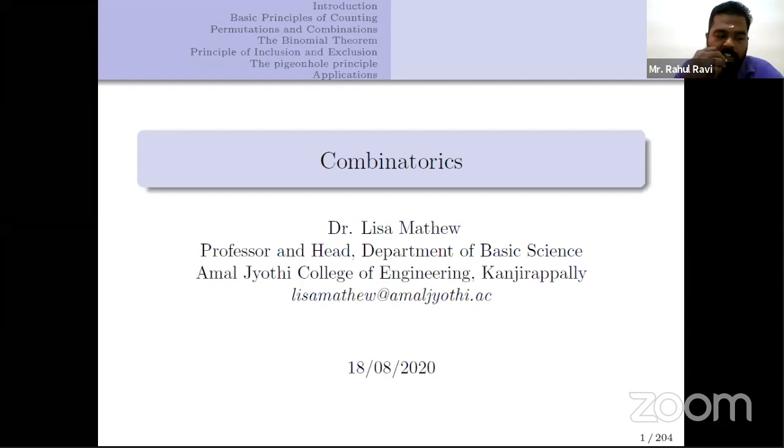Good morning all. The second day of our FDP is going to start. For handling today's session, I invite Dr. Lisa Mathew, the HOD of Amal Jyoti College of Engineering, Kanirapalli, and she's dealing with the topic combinatorics. Combinatorics is the main part of discrete mathematics. I wish that today's session is a great experience to all of you.